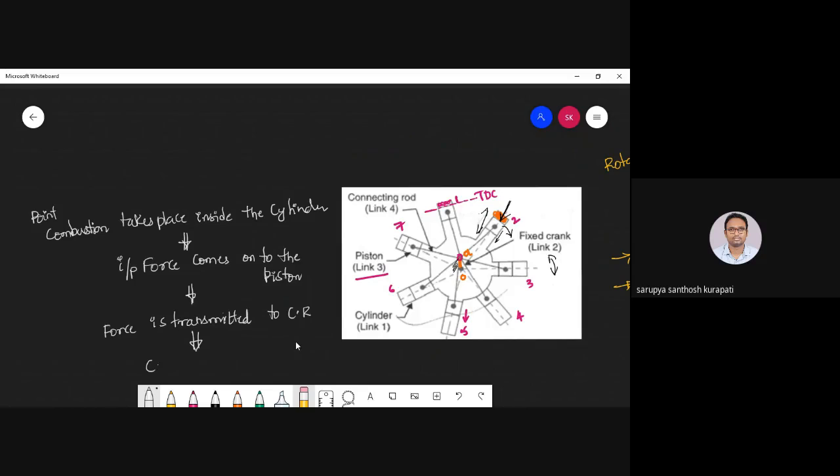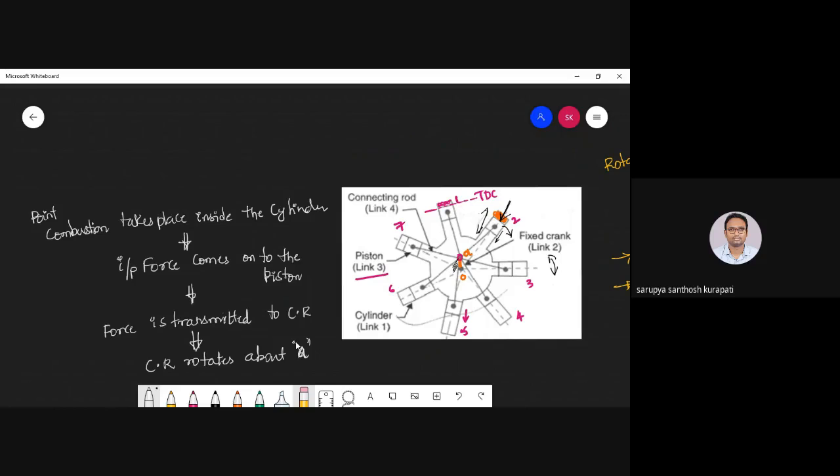So the connecting rod rotates because the other link is fixed. What is the other link? The crank. So the connecting rod rotates about point A. I'm saying that the crank is fixed. So the connecting rod rotates about here because the crank is fixed.